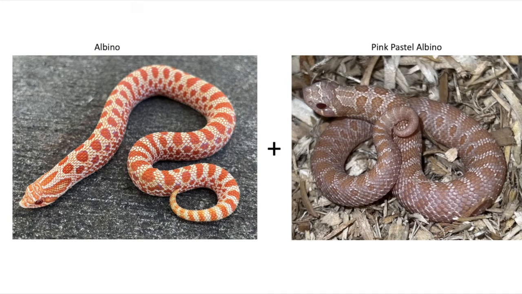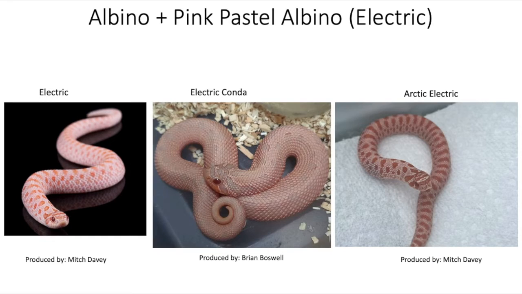All right, next we're going to combine albino with another albino, another T negative albino, pink pastel albino. So these are two different recessive genes. And when you combine these two together, you get what's called an electric. So we have an electric conda, and we have an Arctic electric. Now, I couldn't find a super Arctic electric.